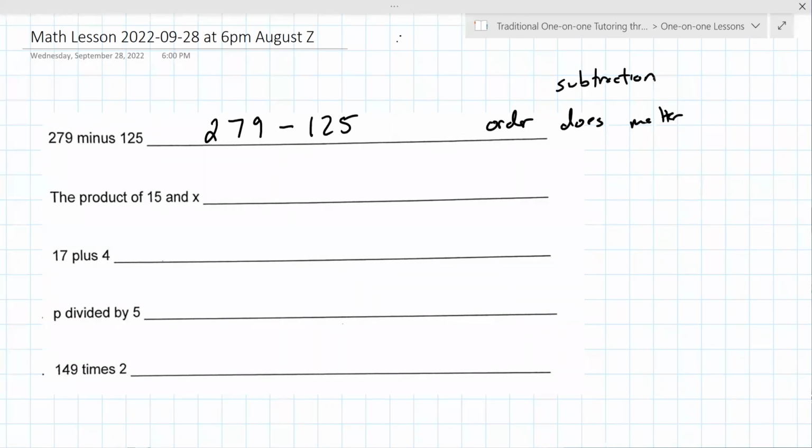Okay. And the next one here, the word product, what math operation does that refer to? Addition. A product is multiplication. Oh, multiplication, sorry. Okay, and order does not matter.